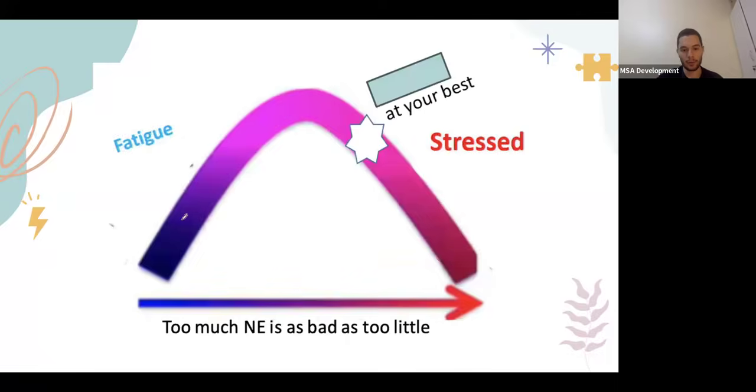Okay, this diagram is just to depict how norepinephrine works. So as you can see, at the beginning, up to here, it's very good. And then here you're at the flow, or your best. And then if it gets more, you start dropping down. You're stressing, and this is anxiety.